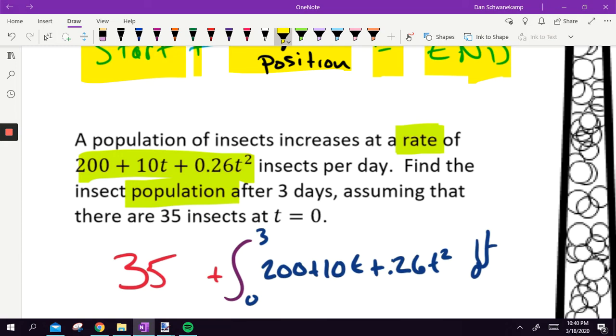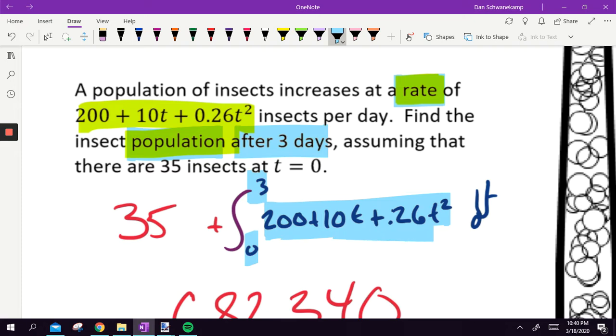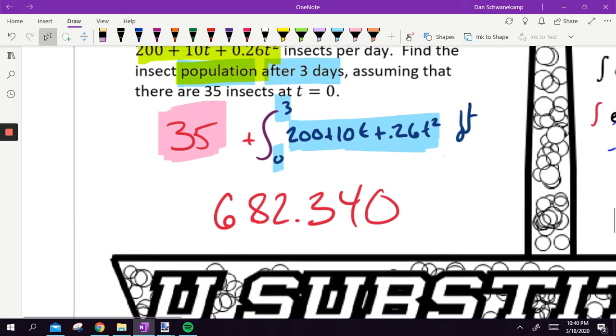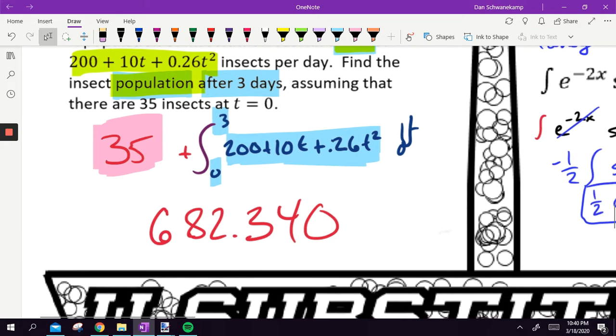Find the insect population after 3 days, assuming there are 35 insects at t equals 0. So what do we got? We have a rate. We are trying to find the amount, the population. So we are going to integrate the rate from 0 to 3, because I want to know how much after 3 days. That's the change plus our starting amount. We're going to start with 35. So start plus change equals our ending amount after 3 days. We'd have 682.340 insects.